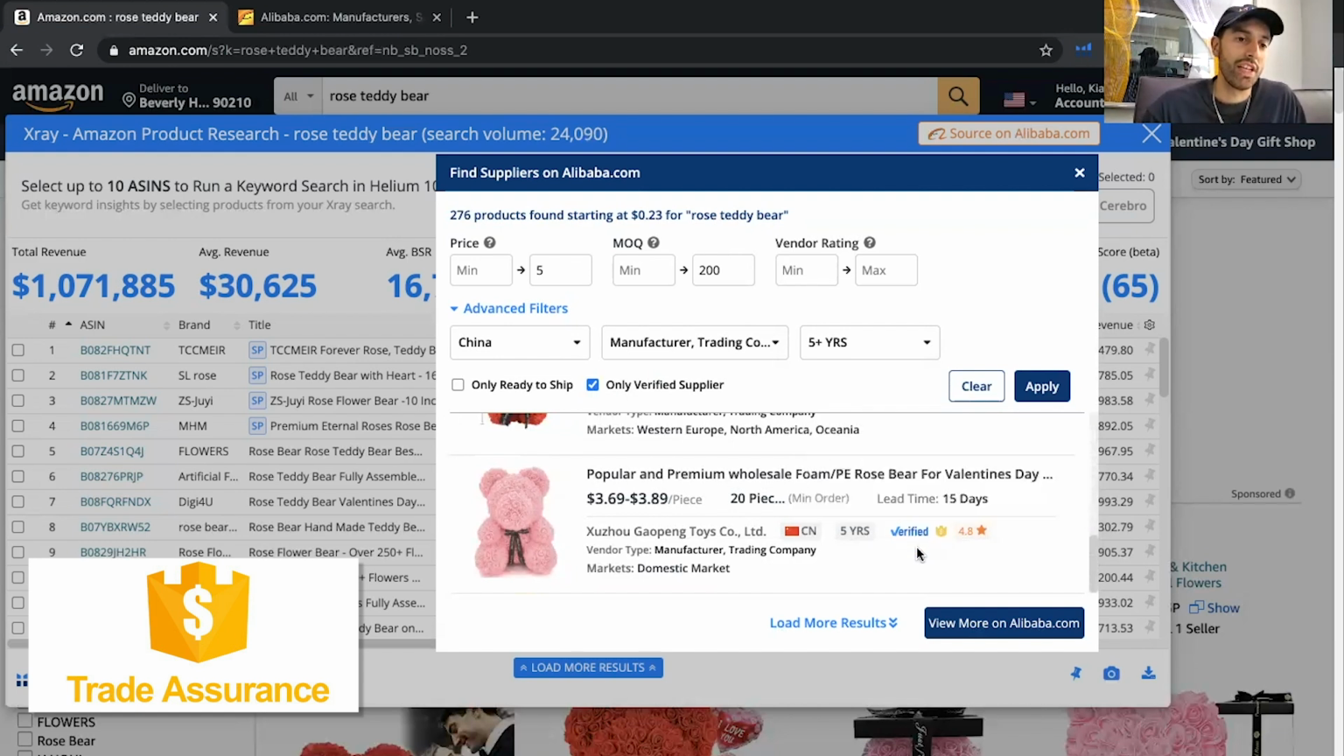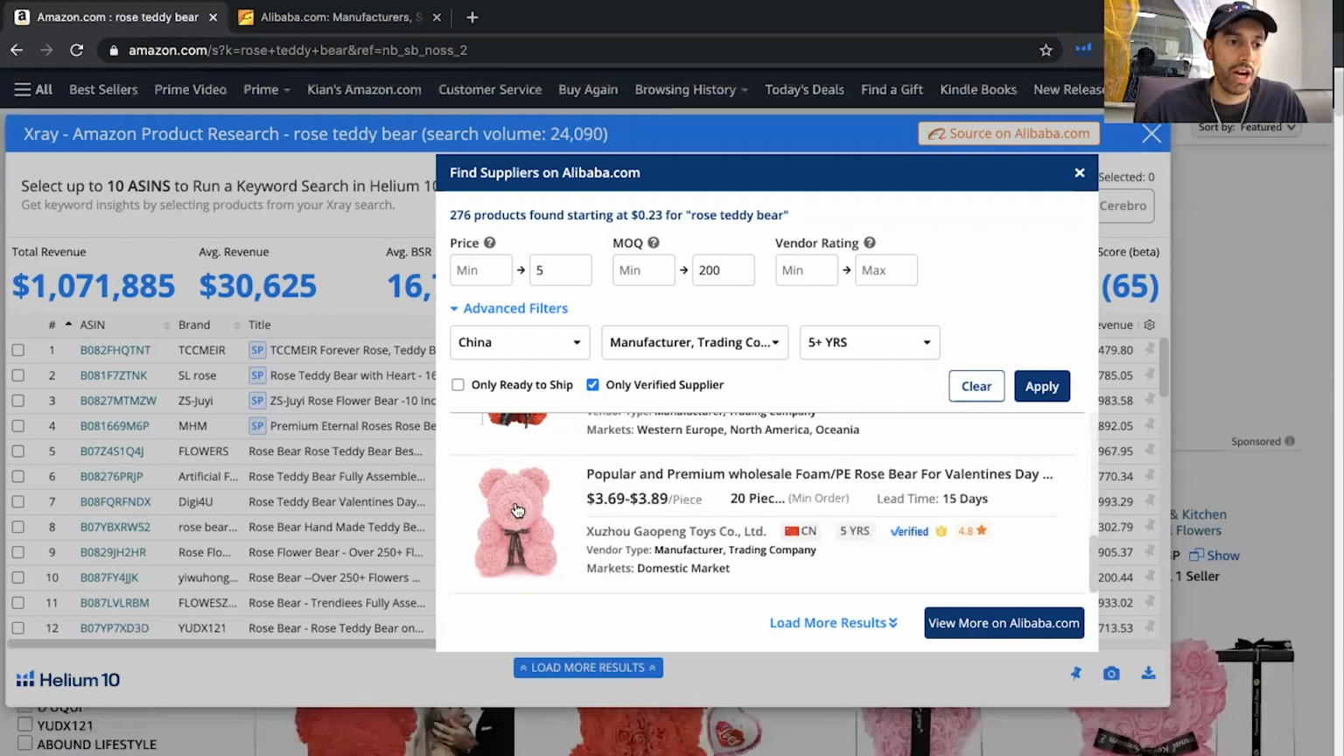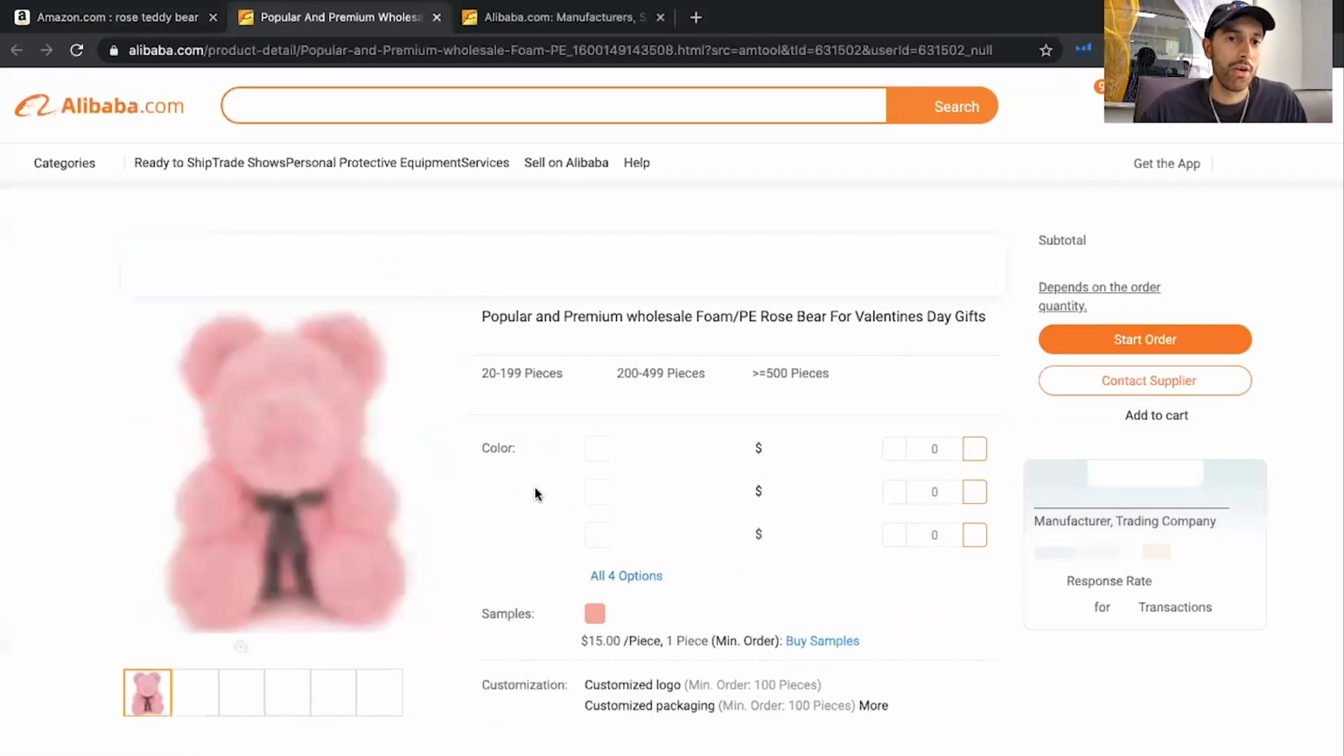Trade assurance is when your payment is protected by Alibaba. So if you order 200 red rose teddy bears, but they send you the pink ones, then you'll get refunded because you selected trade assurance. So that just protects your payment. So we've seen here, this is a good supplier we would like to work with based on our criteria. So I'd click on this product.